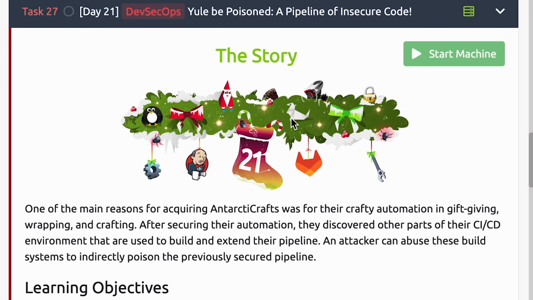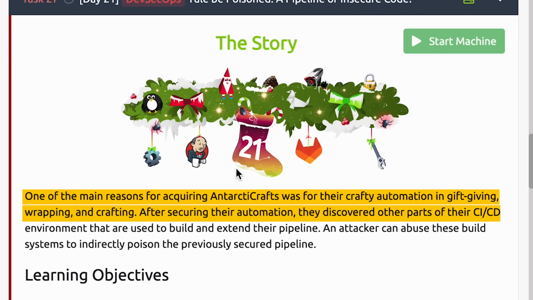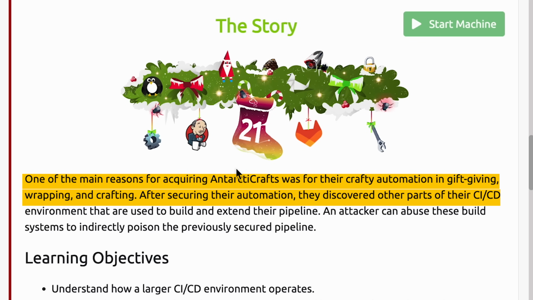Day 21, DevSecOps: You'll be poisoned, a pipeline of insecure code. Let's go ahead and check out this story. One of the main reasons for acquiring Antarctic Crafts was for their crafty automation in gift giving, wrapping, and crafting. After securing their automation, they discovered other parts of their CI/CD environment that are used to build and extend their pipeline. An attacker can abuse these build systems to indirectly poison the previously secured pipeline.